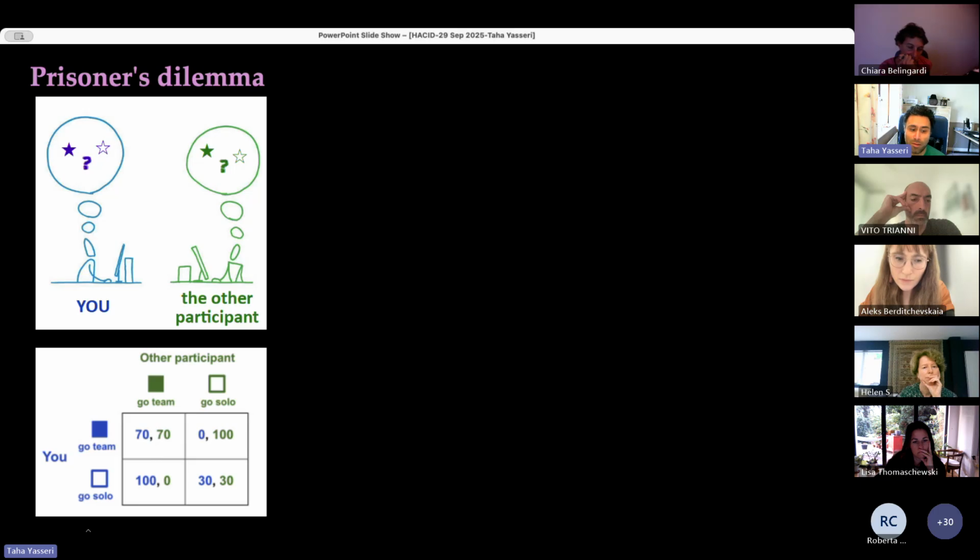But if one of you decides to go solo and the other person decides to go team, the person who is selfish takes more money, 100, and the person who was trying to be cooperative goes home empty-handed. The irony is that if both people know they have incentives to go solo, and both go solo, then they go home with very little money. Still a bit better than being betrayed in the scenario where they go team and the other person goes solo, but suboptimal compared to the case that they could both decide to make the right decision and go team.